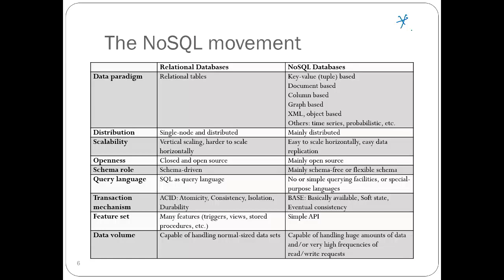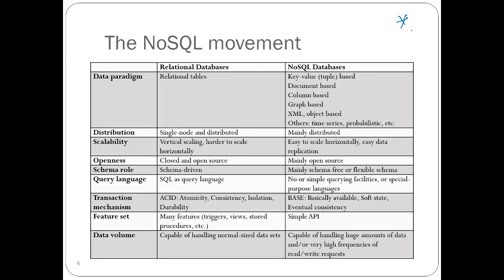Then the other criterion which we can use to distinguish relational databases from NoSQL databases is whether they are distributed or not. Mostly the relational databases would be single node based. Data is there in one server. It may be possible to have a relational database distributed, but that will really make life a lot more difficult. But NoSQL databases are mainly distributed.